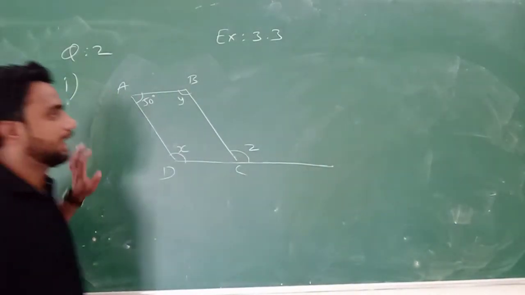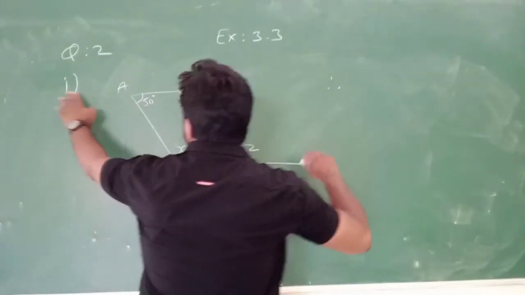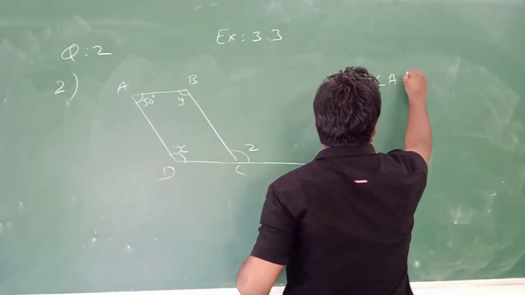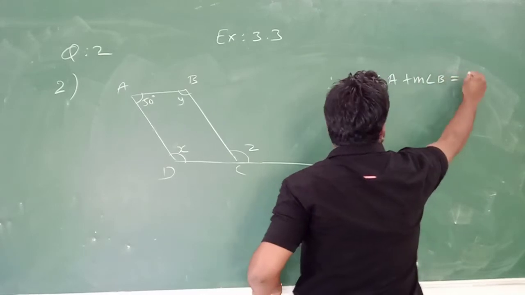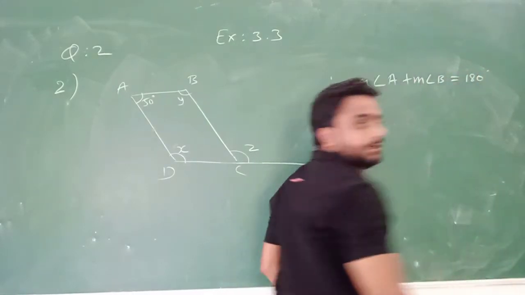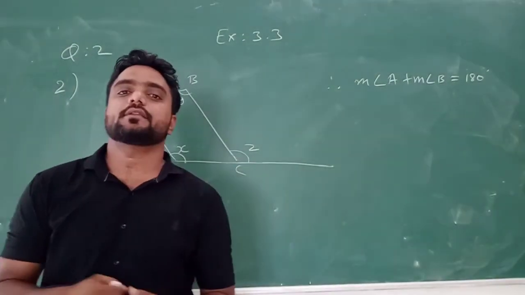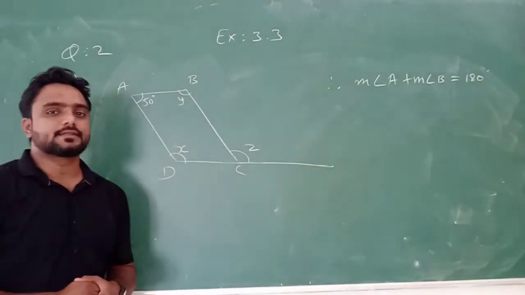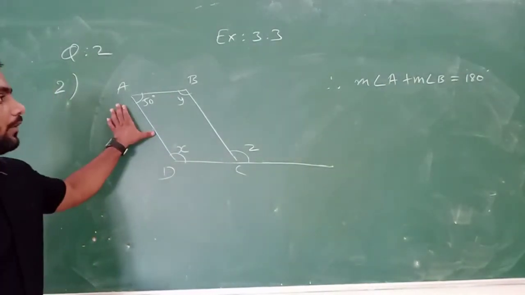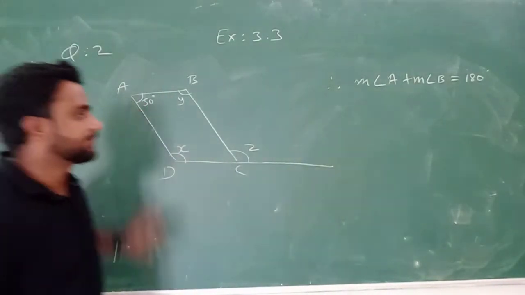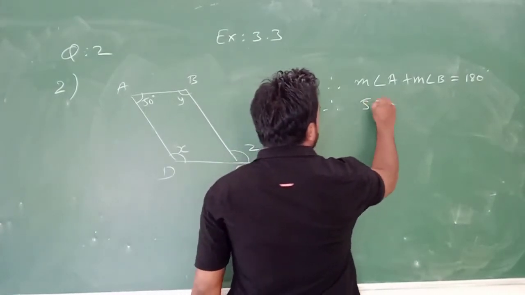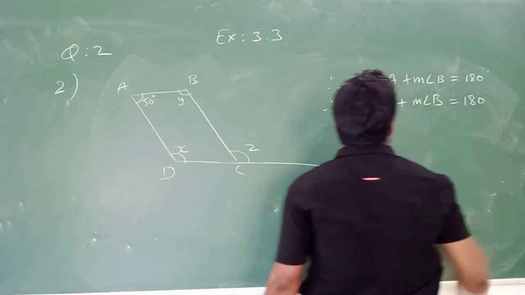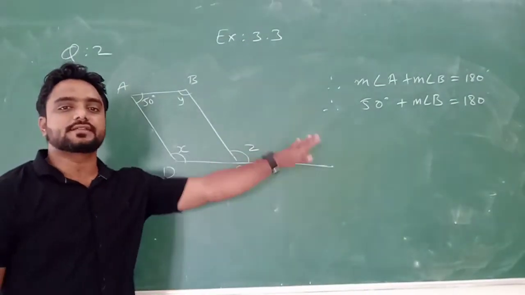So according to that, I can write, therefore measure angle A plus measure angle B is equal to how much? 180 degree. Understand or not? ये मैं लिख सकता हूँ measure angle A plus measure angle B is equal to how much? 180 degree. That is the summation of the adjacent angles of a parallelogram. Okay, now what is the value of measure angle A? That is how much? 50 degree. So therefore 50 degree plus measure angle B is equal to how much? 180 degree. Now I am changing the side of the 50.